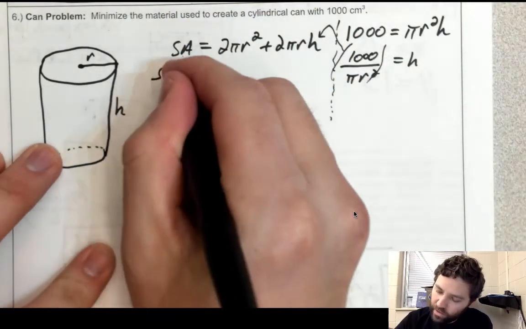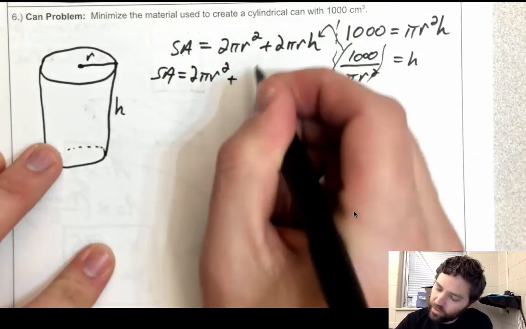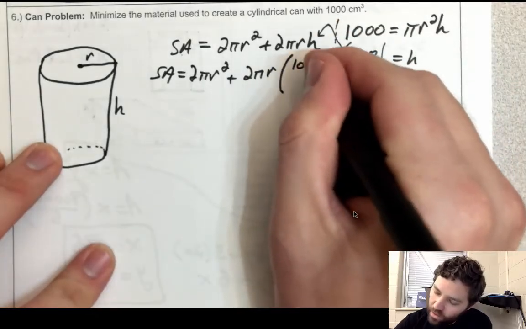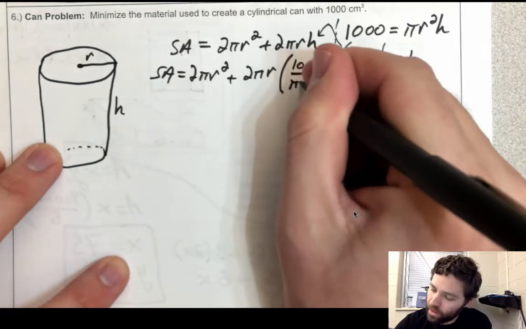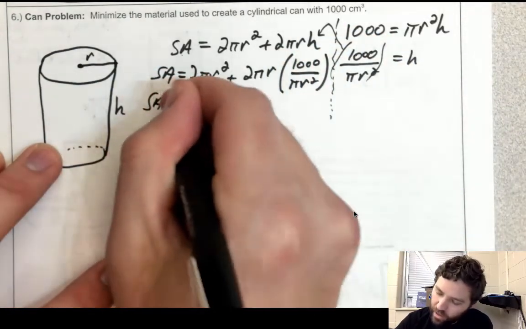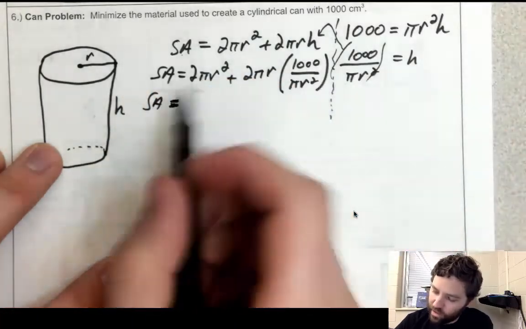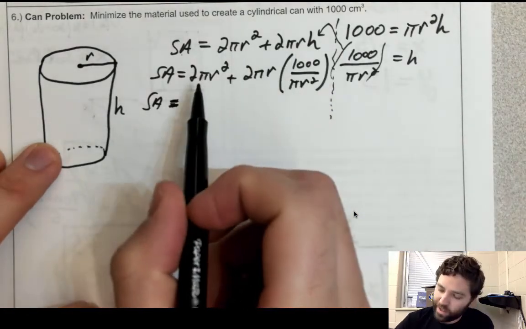Okay, so this is what I get. Surface area is equal to 2 pi r squared plus 2 pi r times 1,000 divided by pi r squared. And then we're going to simplify. We're going to try to go full out non-calculator here until the very, very end. And I'll show you we can actually leave our answer without using our calculator if it was asked of us.